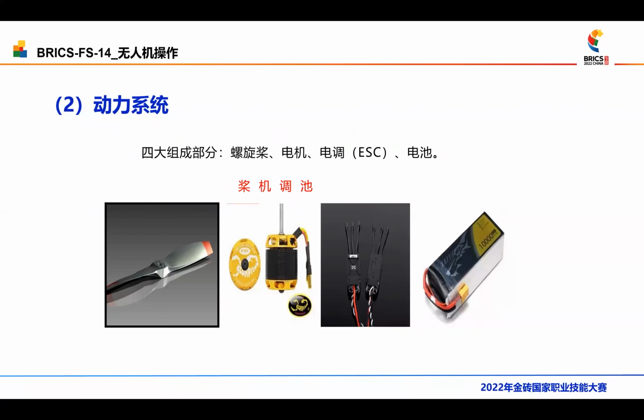Thirdly, let's get to know about the electric regulation. It is referred to as ESC, which is mainly used to regulate the motor speed according to the control signal. According to the different motors used, electric regulation can be divided into brush electric regulation and brushless electric regulation. The brushless electric regulation is often used by UAVs.